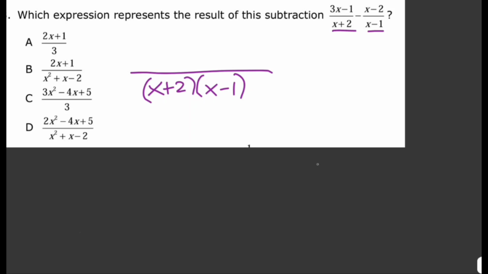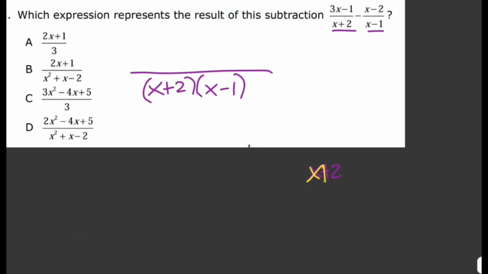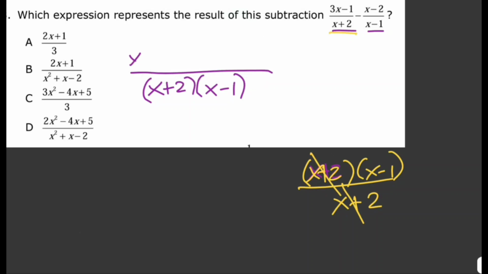So x plus 2, let me write that down here. x plus 2 times x minus 1 divided by x plus 2. So divided by the denominator of the first expression. Then x plus 2 cancels out. Then we're left with x minus 1. So x minus 1 here, and then we multiply x minus 1 by the numerator, which is 3x minus 1. And then we copy the operator sign, which is subtraction or minus.